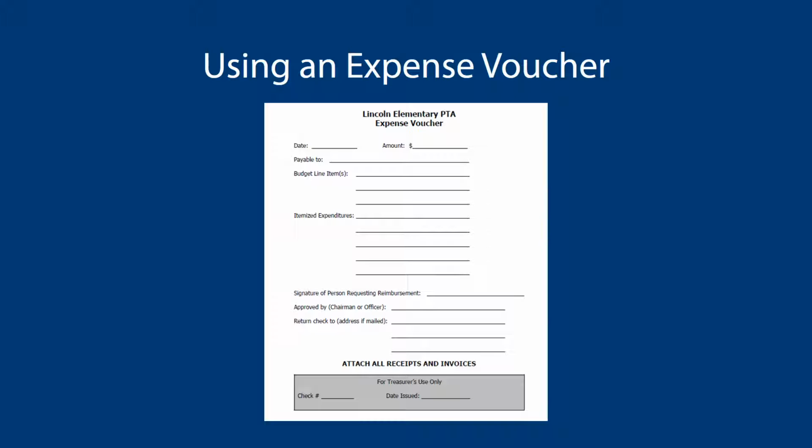purchase order or invoice. To fill out the expense voucher, the person making the request provides the date of the request, the amount the check should be made out for, and who the check should be made payable to. They then record the budget line or budget lines that the expense belong to, and itemize the expenditures that have been made. Receipts, invoices, or purchase orders should be attached to the back of the expense voucher.